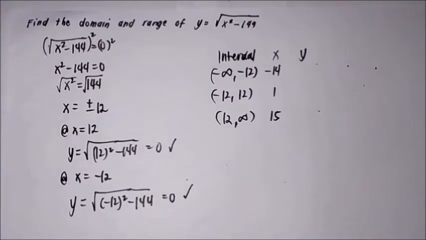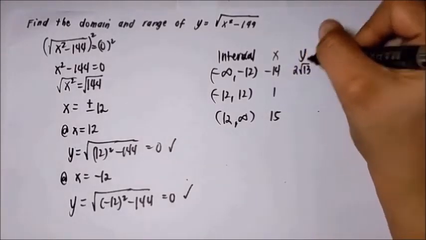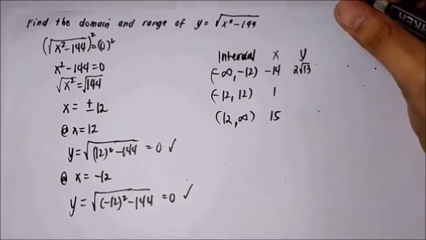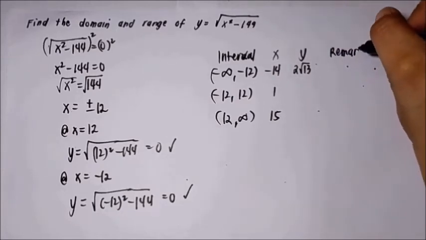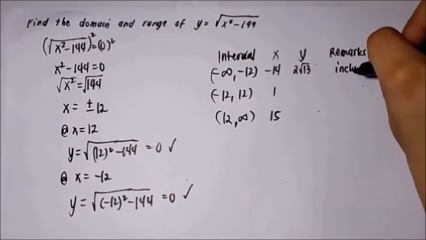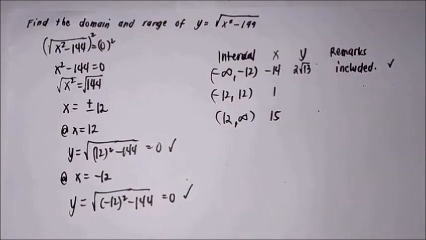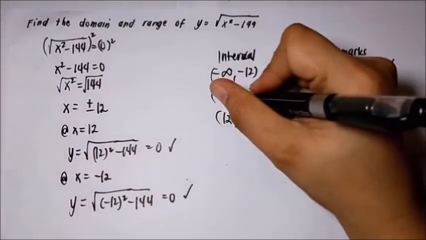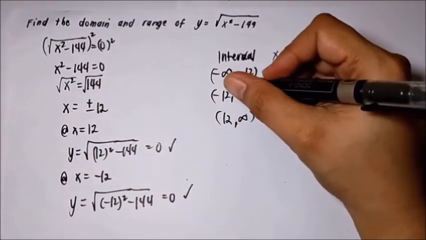So the given is the square root of x squared, so we will be using negative 14, and then minus 144. So what would be the value of that? It is 2 square root of 13, which is a real number. Okay? So if it is a real number, then it is included. So this interval is included. What if we want to use positive 1? It is undefined. So the values from negative 12 to 12 would be undefined.